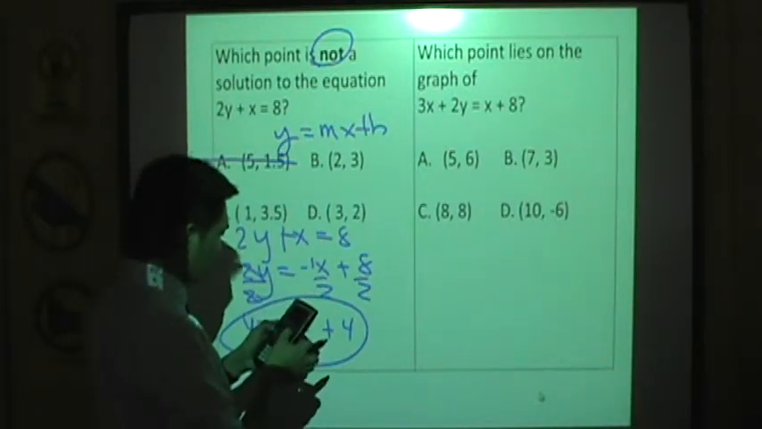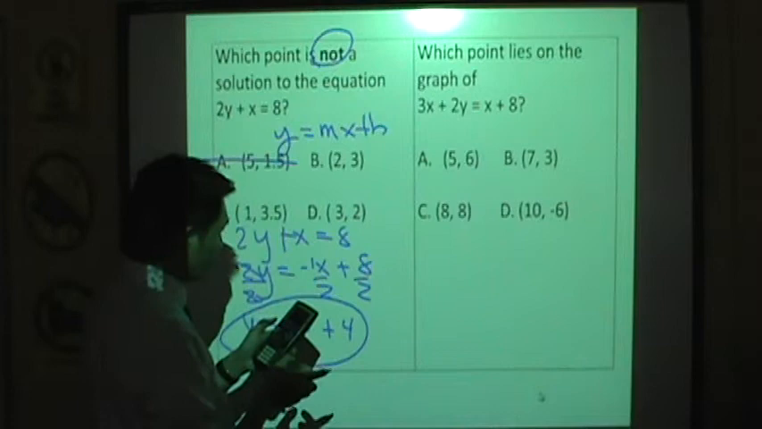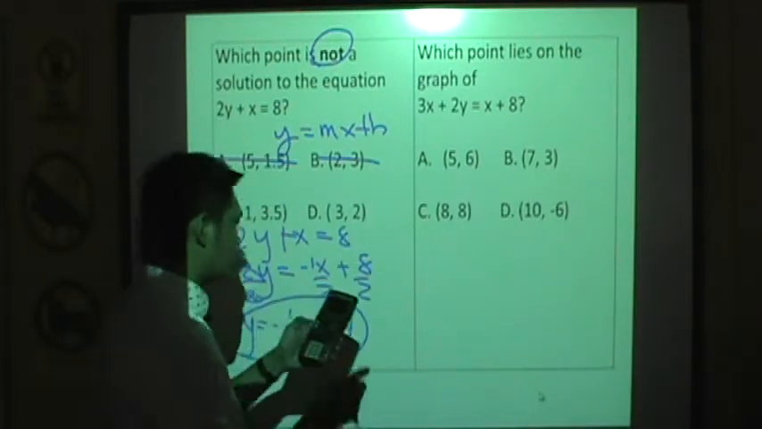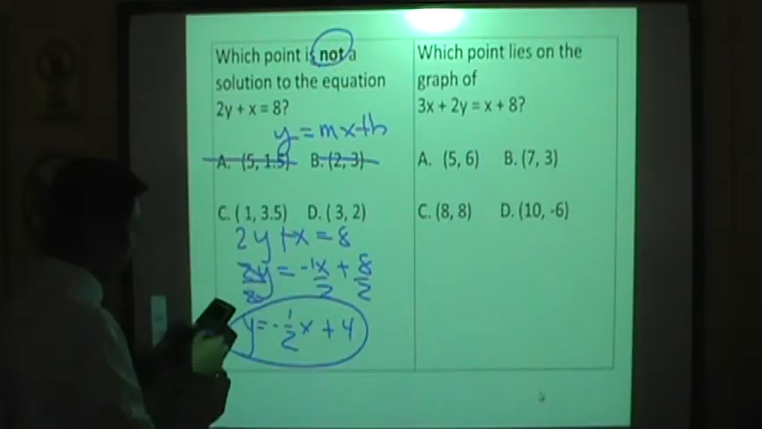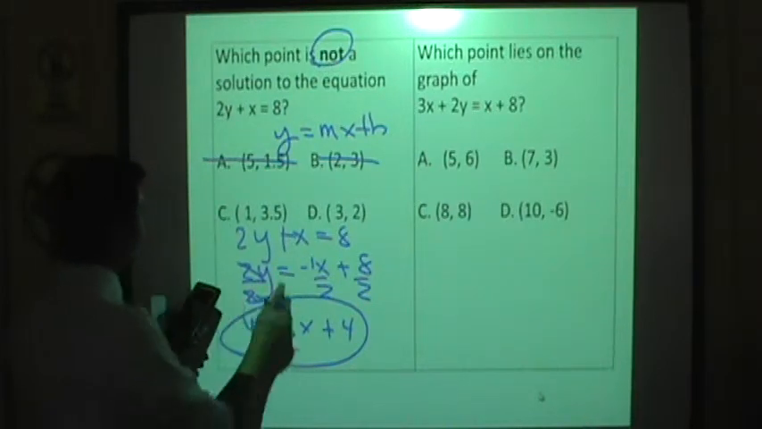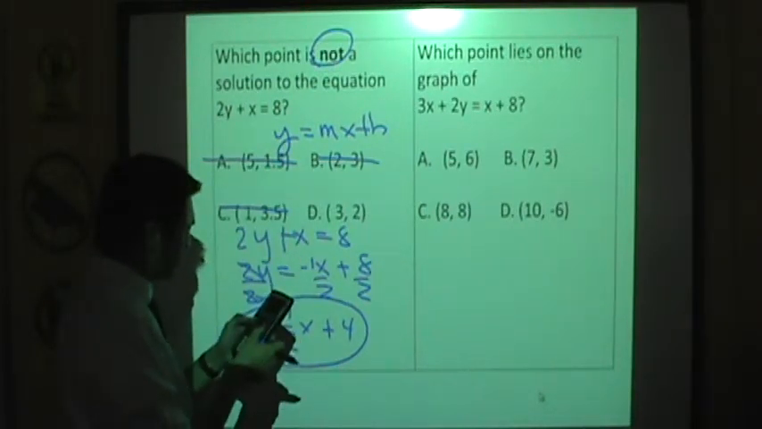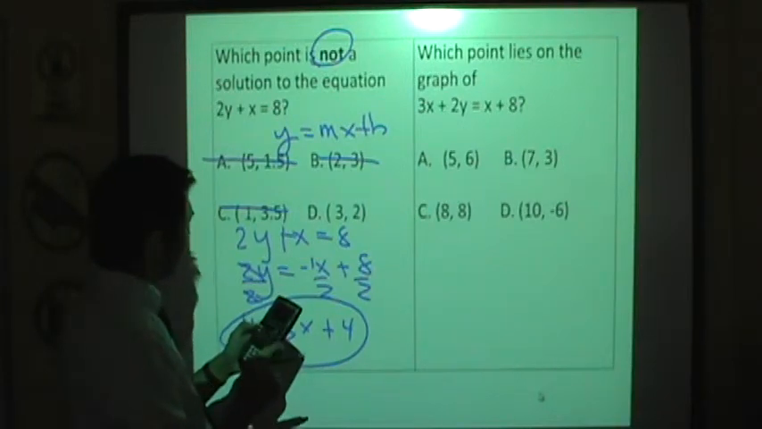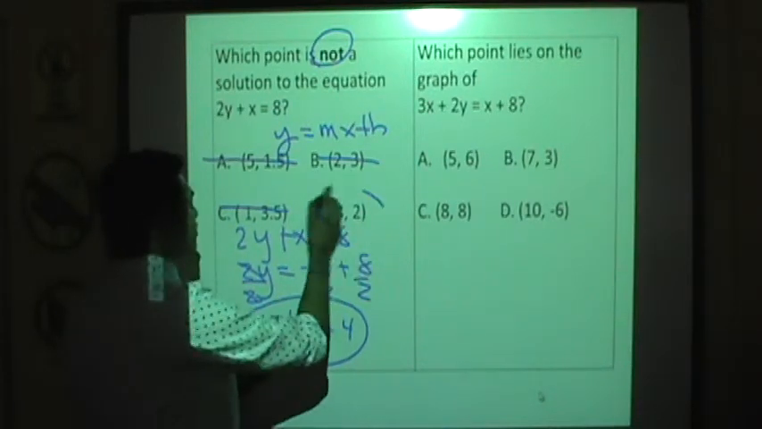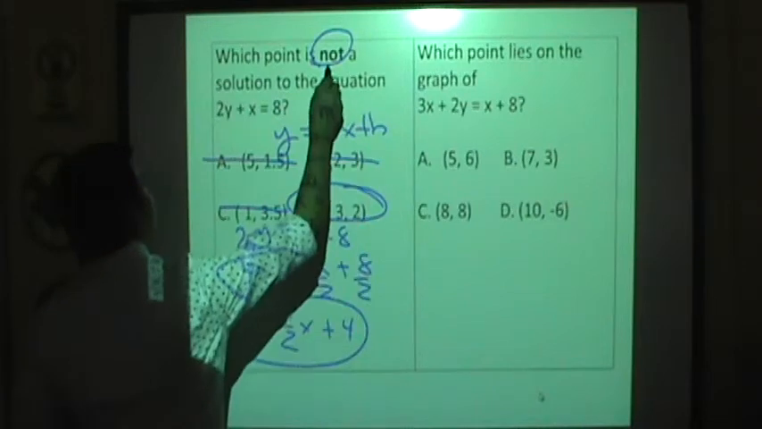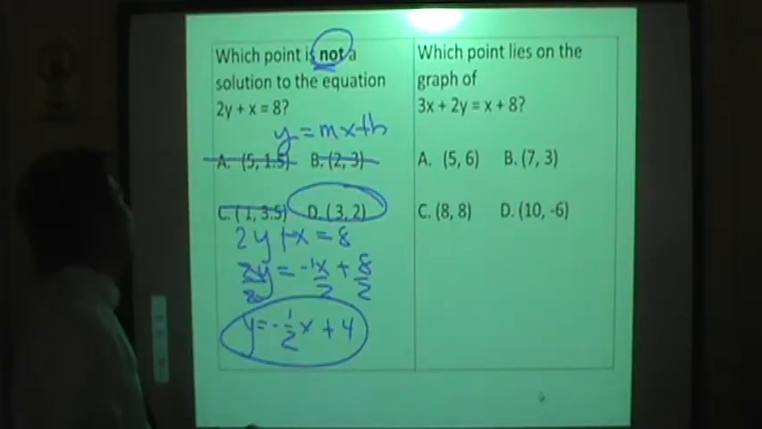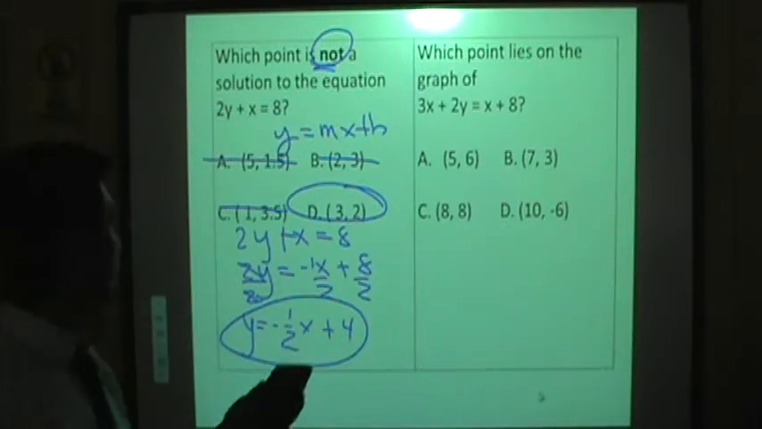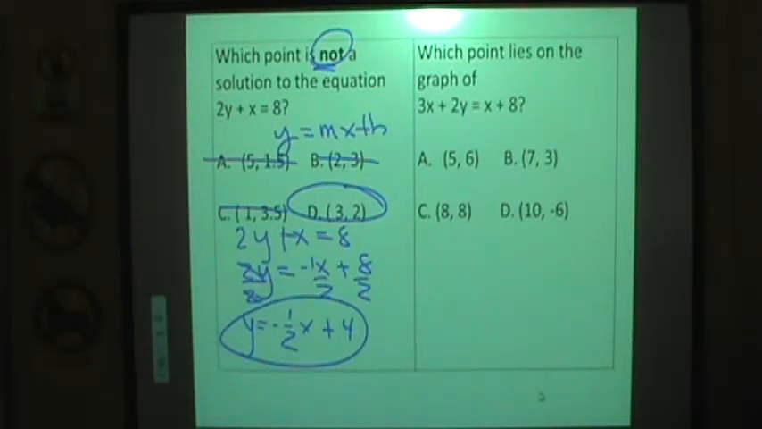Next we go back to B, which is 2 and 3. Okay, I see 2 and 3 in the table. Next, 1 and 3.5. 1 and 3.5. Yes. Oh, let's see. Let's go back to D. It looks like in here it's 3 and 2.5, 3 and 2.5, so therefore D is not the solution. That means the rest are solutions of the graph, or of the equation.